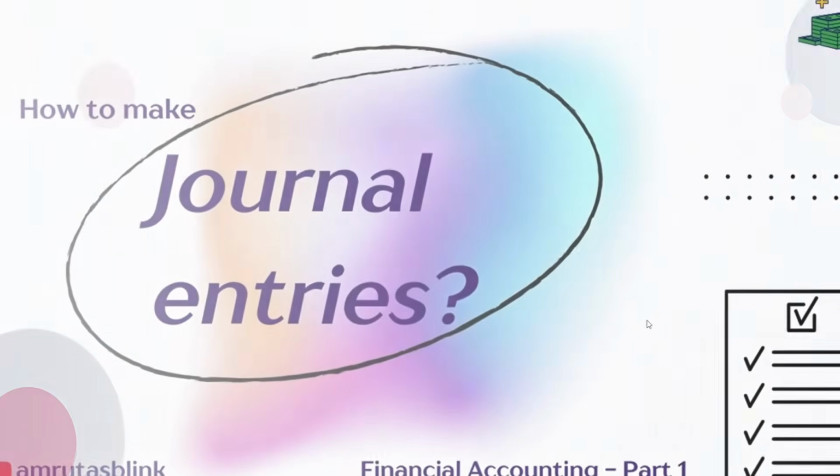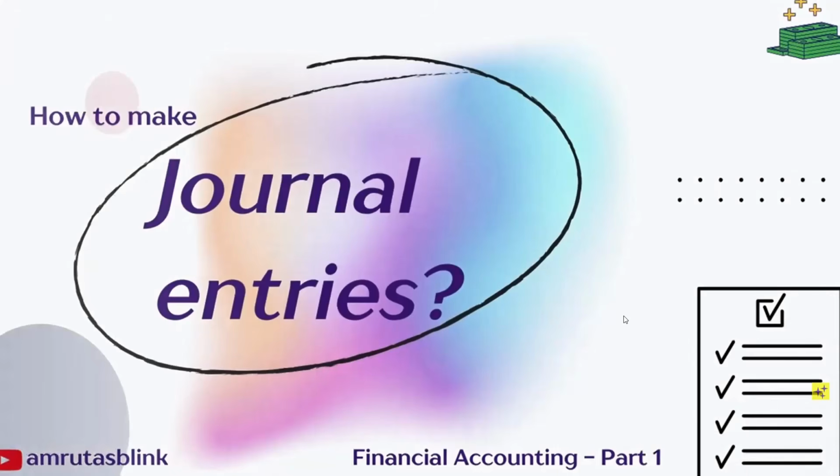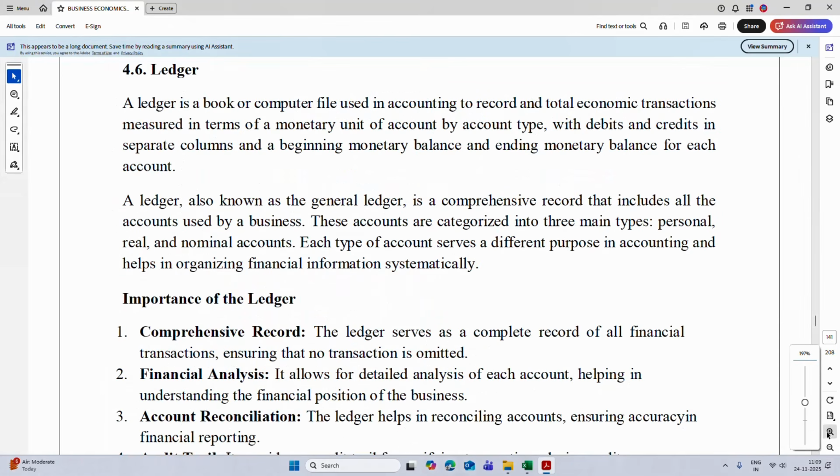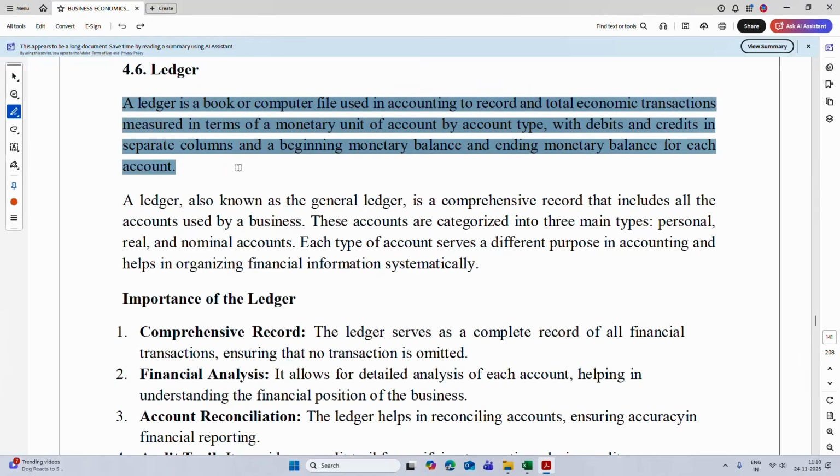Hello students, last video we have seen how to make journal entries. This was our first video based on problems of financial accounting. In today's video we are going to see what are ledger accounts. So before going ahead, let's quickly understand what is a ledger and what is a ledger account.